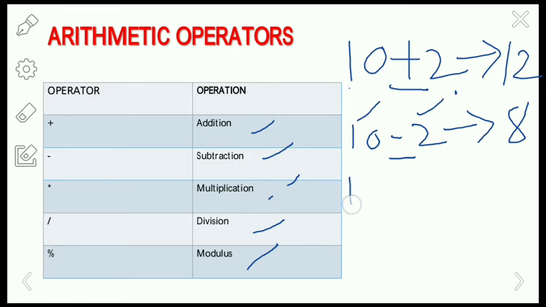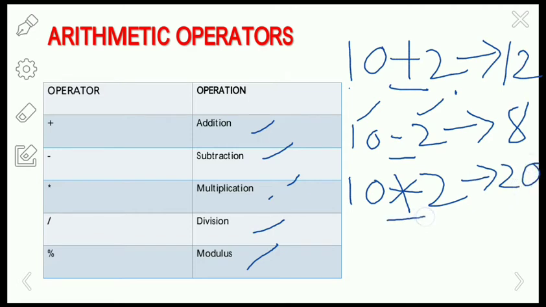Multiplication, 10 into 2. Here we use the asterisk symbol. 10 into 2 is 20, so it performs the multiplication operation on the two operands 10 and 2 and gives the product 20. Next one is division, 10 by 2. 10 divided by 2 gives the quotient of the given statement. So 10 by 2 is 5.